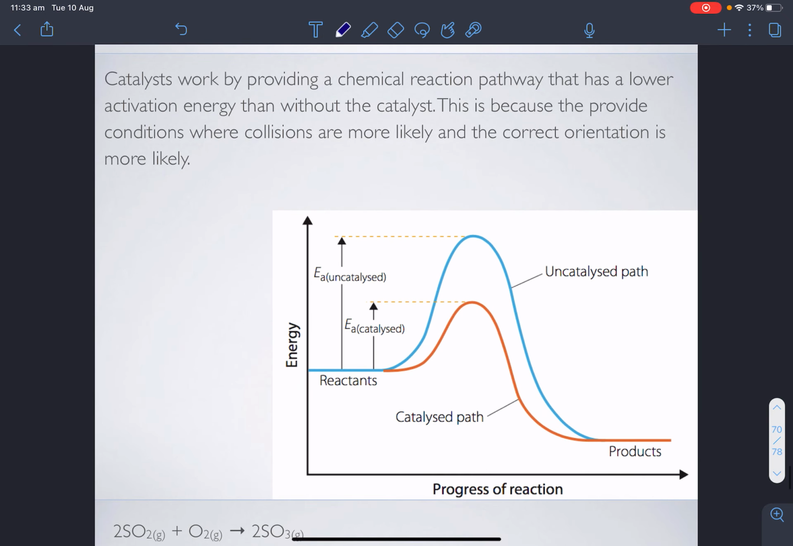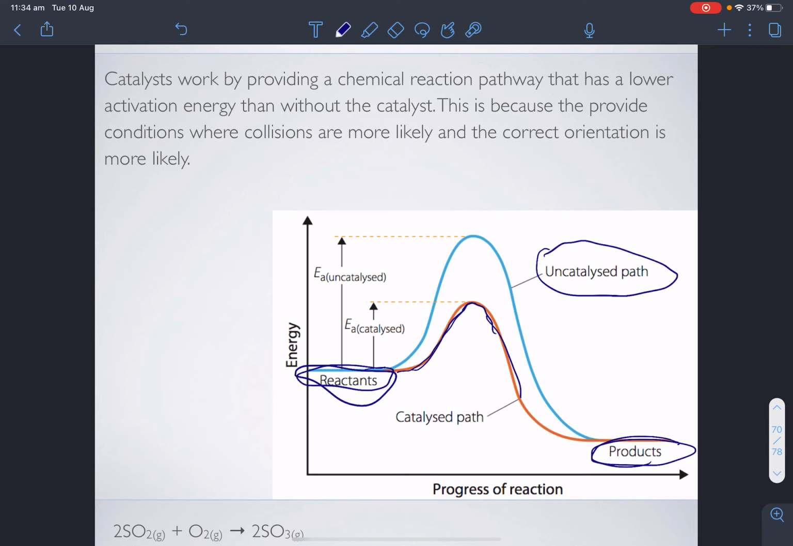Okay, catalysts. Remember, a catalyst takes part in the reaction but is not consumed. So it's kind of like a matchmaker. Graphically on the energy diagram, they represent a new pathway that still starts at the same energy for the reactants and ends at the same energy for the products, but the activation energy is lowered, okay? So here in blue is your uncatalyzed path, or just the normal activation energy for the reaction, and when you add a catalyst into the mixture, it lowers.